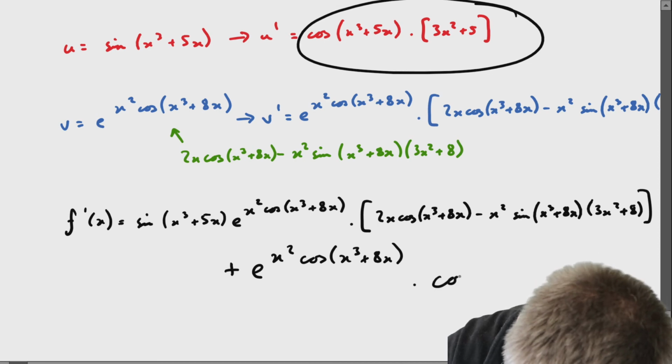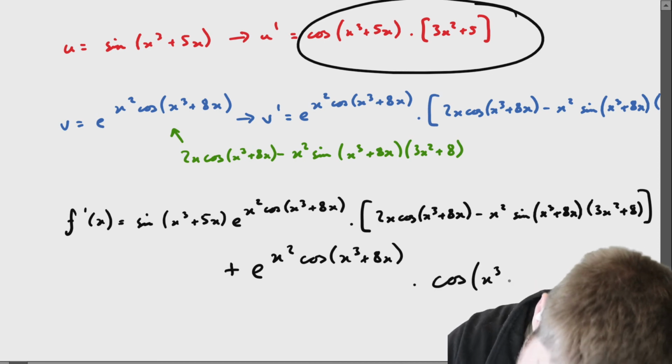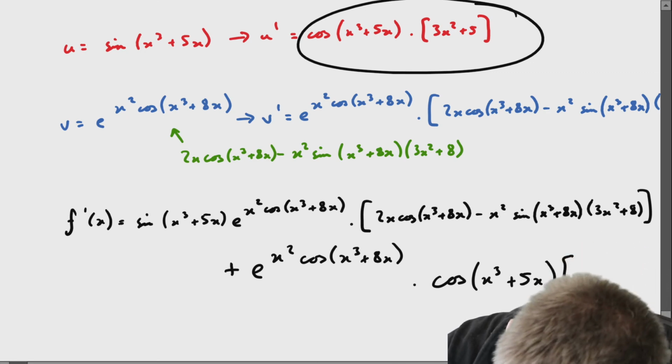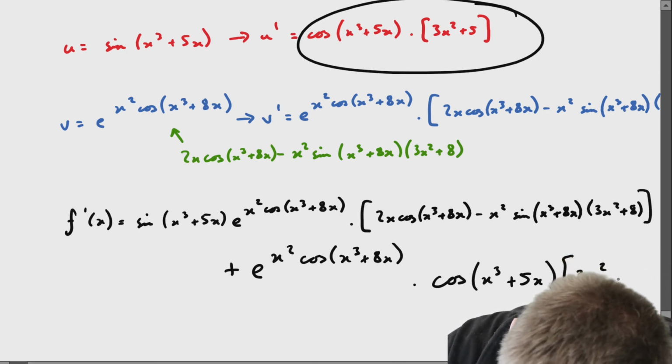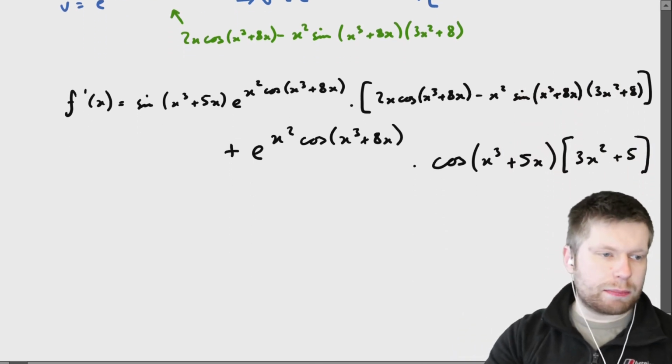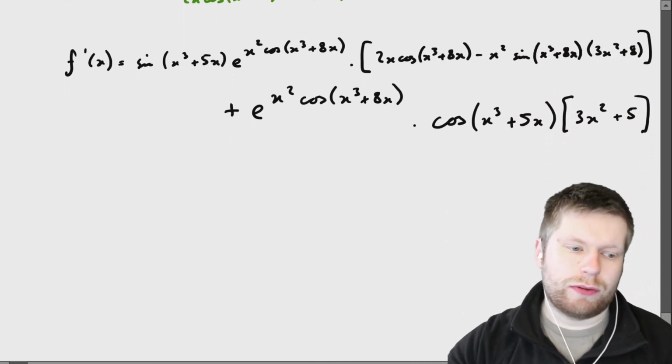So I will write it out, I'm not being lazy. Cosine of x cubed plus 5x, and then I'm going to multiply that by 3x to the power of 2 plus 5. Okay, so it's big, long, horrible. I'm not even going to try and simplify that, but that is the derivative of that function.